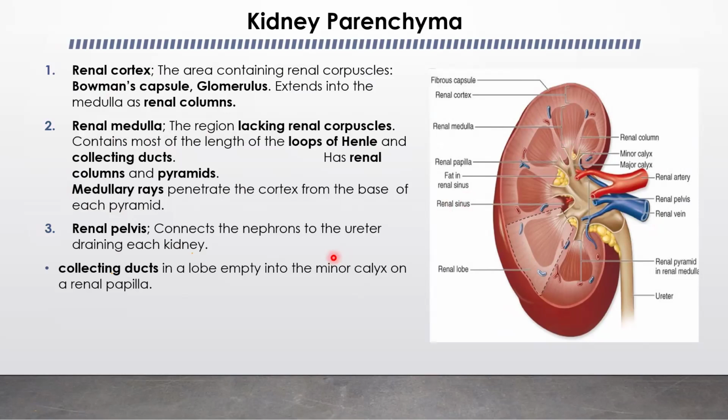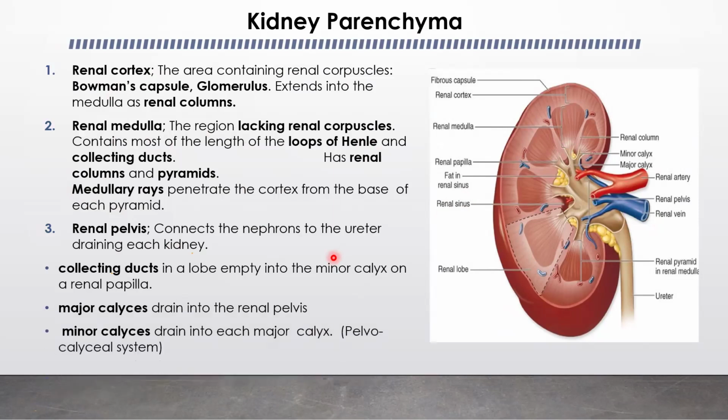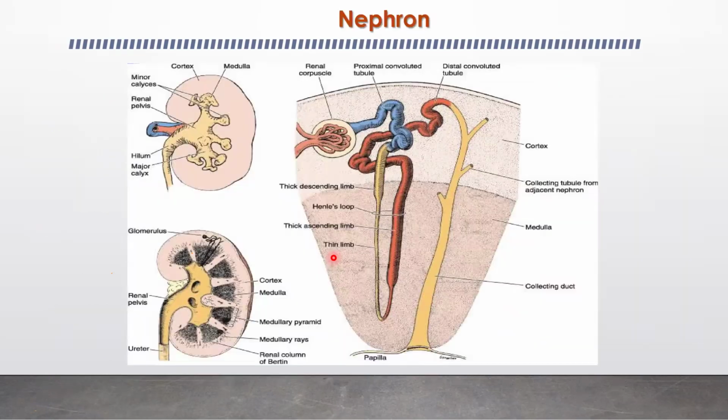And then the minor calyx will drain into the major calyx. The major calyx will drain into the renal pelvis. Then from the renal pelvis to the ureter. Yes, that is the pelvocalyceal system.